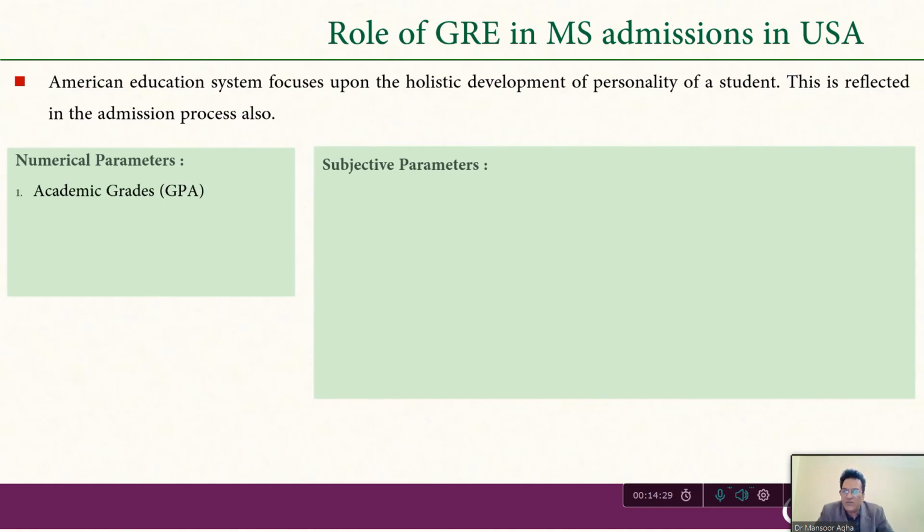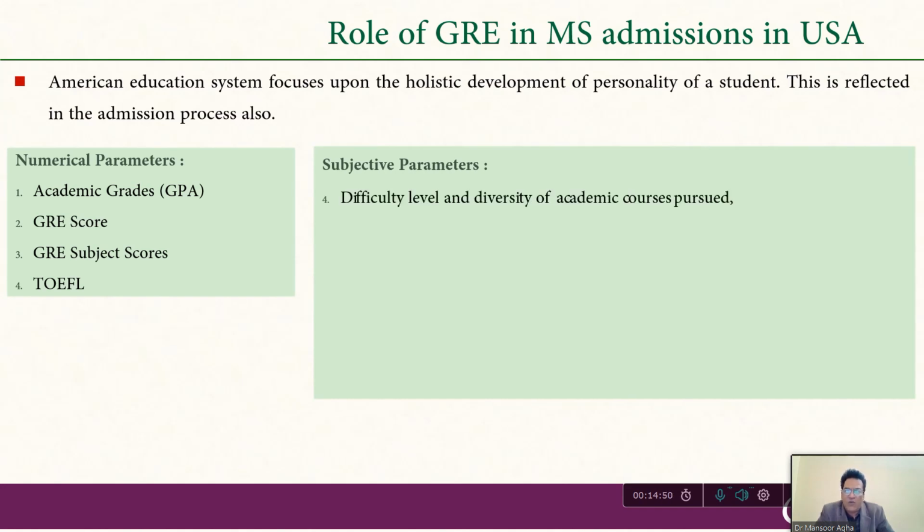Numerical parameters would include things such as your academic grades during your graduation and your school years, your GRE score, then the GRE subject scores in case they're required, and the TOEFL scores. These are numerical parameters. On the other hand, we have got subjective parameters also in the whole admission process.